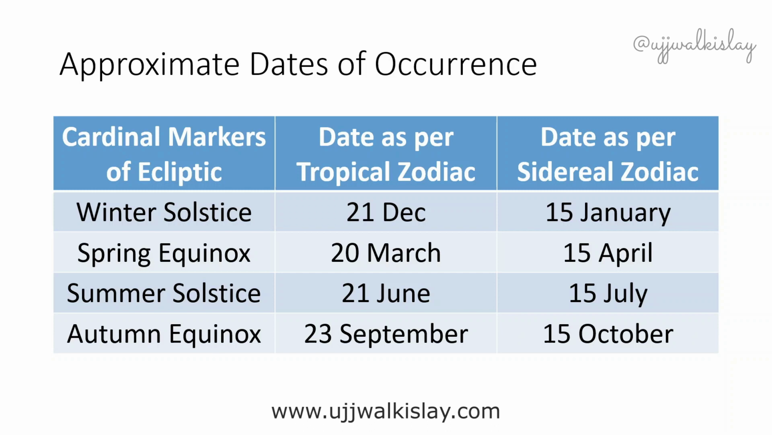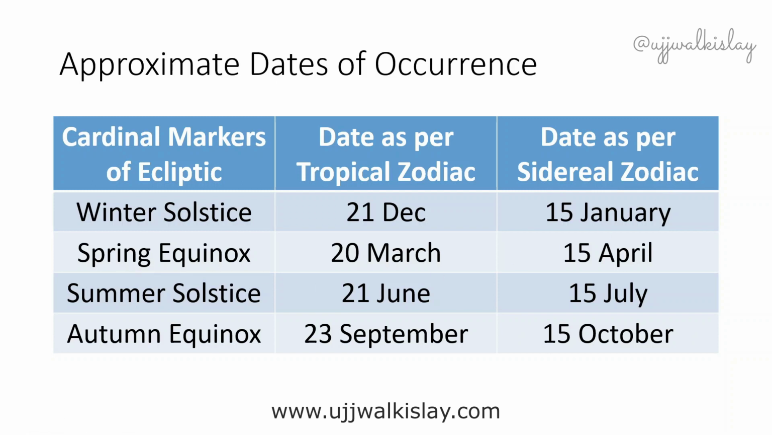This is a very important table where we have given the approximate date of occurrence of solstice and equinox. As you may be knowing, there are two kinds of zodiac. First is the tropical zodiac and other is the sidereal zodiac. In this table we have indicated the tentative date of solstice and equinox as per both the types of zodiac. For example, the winter solstice occurs on 21st December as per tropical zodiac, but it is celebrated on 15th of January as per the sidereal zodiac.